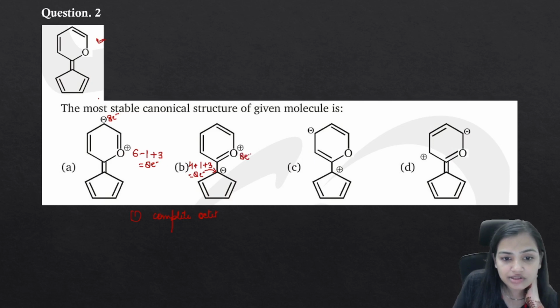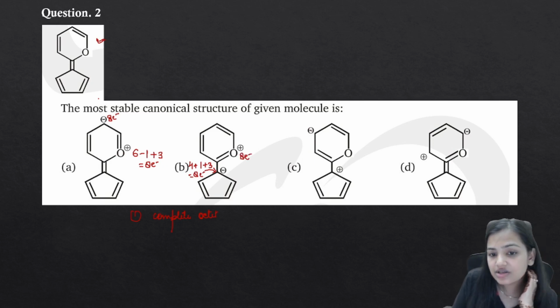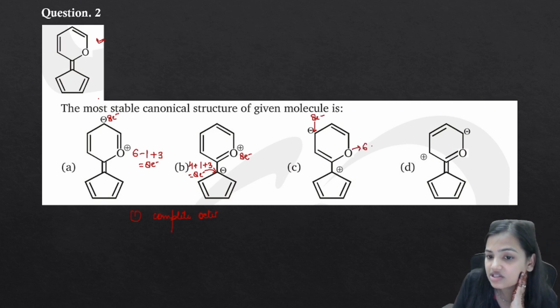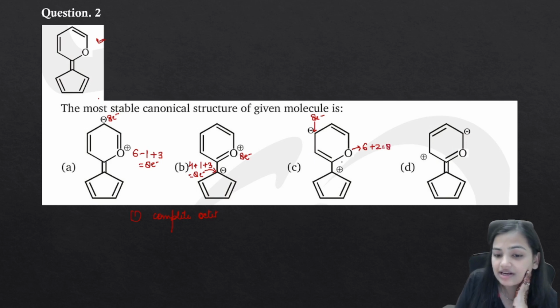So here also the octet is complete. If you look at this particular carbonyl, its octet is complete. As I told you, carbonyls are 8 electron species. Oxygen, its octet is also complete. Its valence shell electrons are 6 plus, is there any charge? No charge. There are only 2 bonds, so 6 plus 2 is 8. This is an 8 electron species.